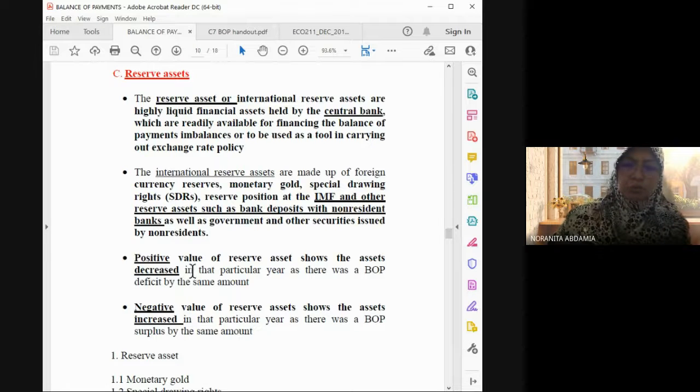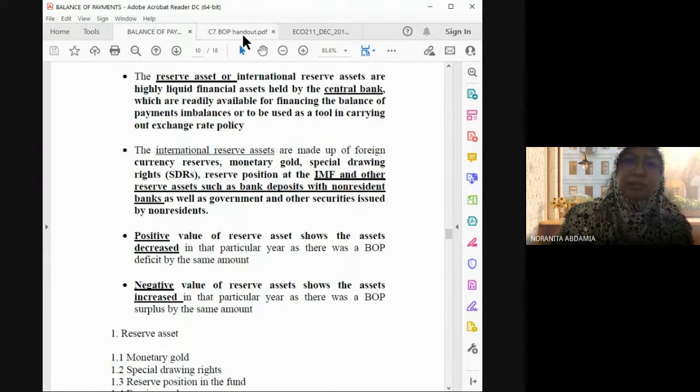Okay. So if positive, that means this asset is actually decreased. And decrease mean the BOP is deficit. But if this figure of this reserve asset got negative value, means that the asset is actually increased. Asset increase means that the BOP is actually surplus. Nampak macam pening kat situ kan? Tak apa, tengok kat sini.